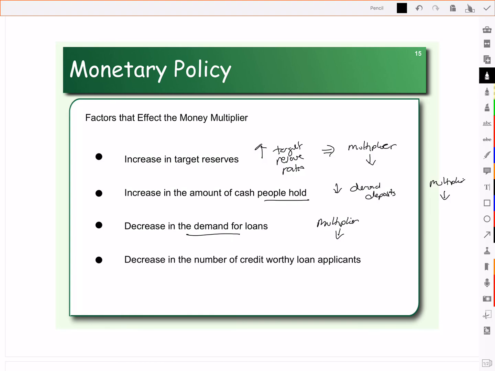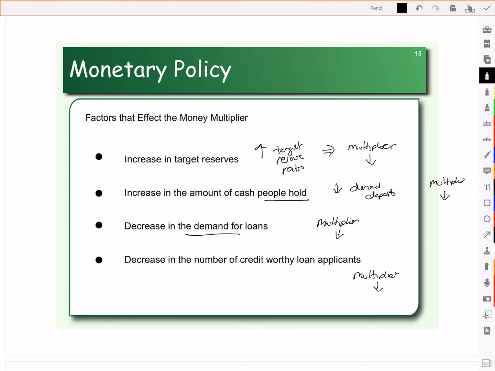The last thing I want to look at is what if there's a decrease in the number of creditworthy applicants? All right, so there's plenty of money in the demand deposits and checking accounts. The target reserve ratio is low so that banks can lend money out. There's demand for loans. People want to borrow money. But if we're all high risk, then banks are more reluctant to lend money out. And so there's fewer loans happening, and the multiplier in real life will then go down.